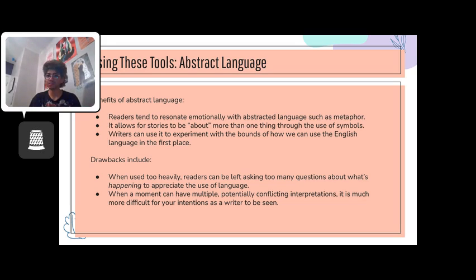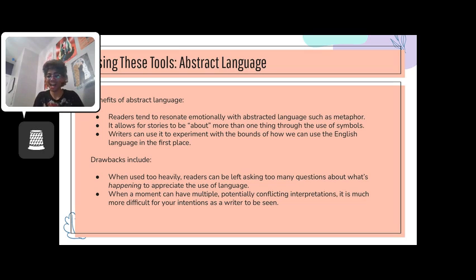I also think that it's important to note that as writers, we get to test the bounds and set the limits of what we use the English language for in the first place. And I think that that kind of experimentation is really rewarding, and it's something that we should all keep trying to do. So it's also important to note that if you are too abstract, you're going to have readers who don't know what is happening in your story.